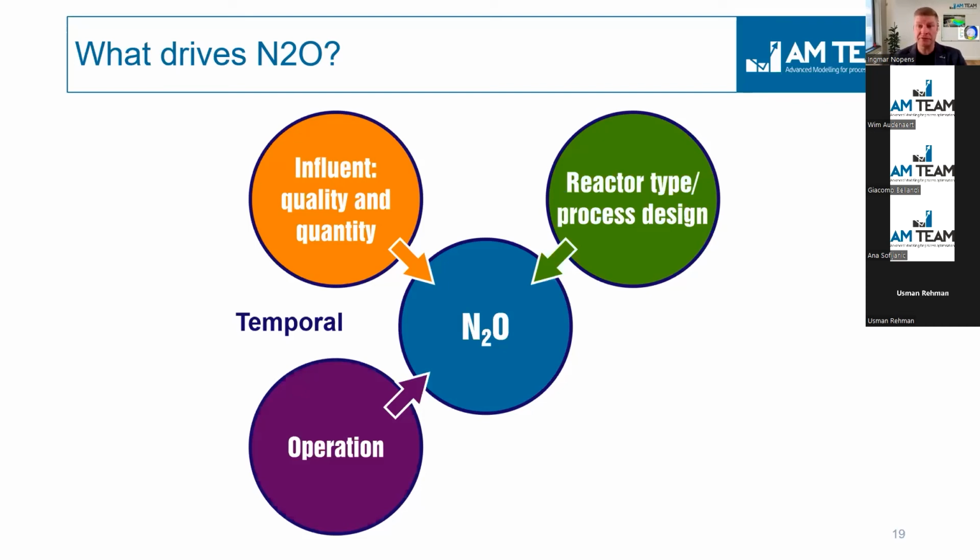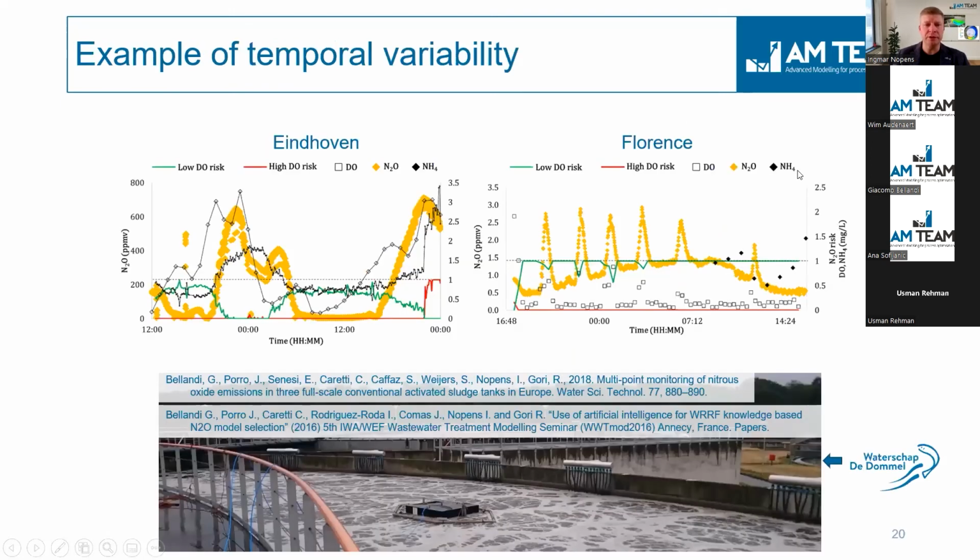You can have different types of reactors, different processes, and different process designs. Also, that will have a different impact on the N2O production. And then you have the operation, which is typically going to be, for example, set points of oxygen, etc., or cascade controllers, whatever. So all these things will have an impact on the amount of N2O that would be produced.